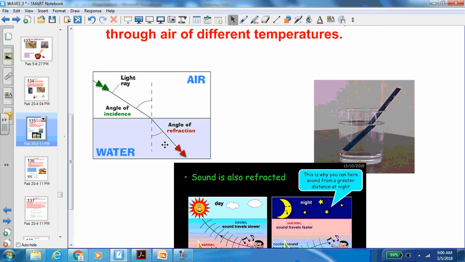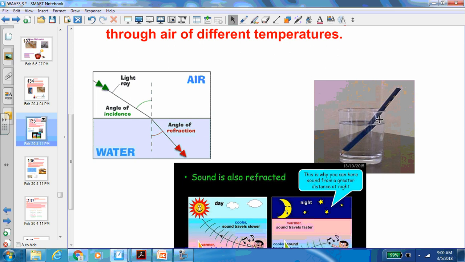Now, this is an example of what that wave is doing as it's moving from one medium into another. So this light ray is going from air into water, so it's going to bend, okay? And remember we said that as it moves from air into water, it slows down, and that's what causes it to bend, is the slowing down of that wave. This would be an example of something that we might see.